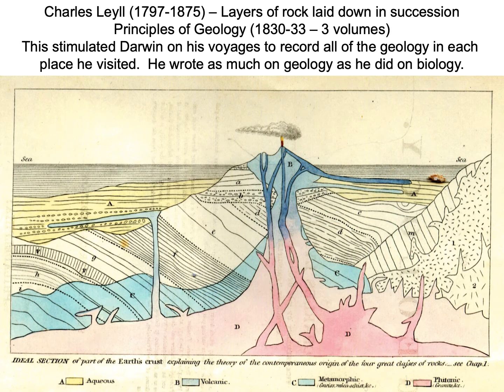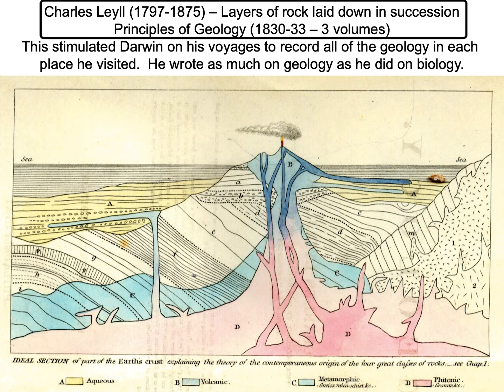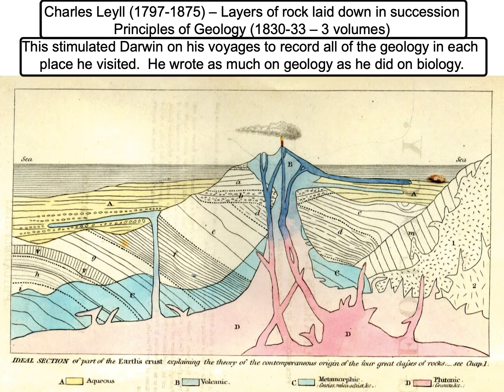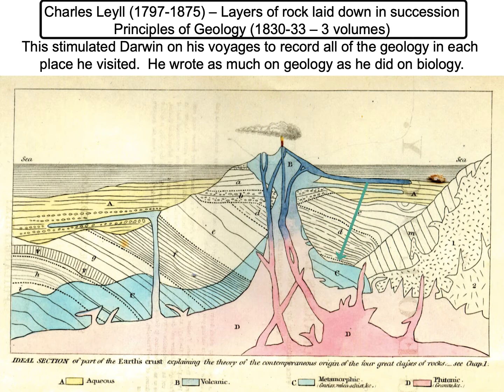As I mentioned in a previous video, a lot of this started with Charles Lyell, who was a contemporary of Darwin. Darwin knew him and studied his Principles of Geology, which he produced in 3 volumes, about the time Darwin was going on his voyages. And so what Lyell said was that rocks are laid down in succession, and that the deeper you go, essentially, the older the rock is.